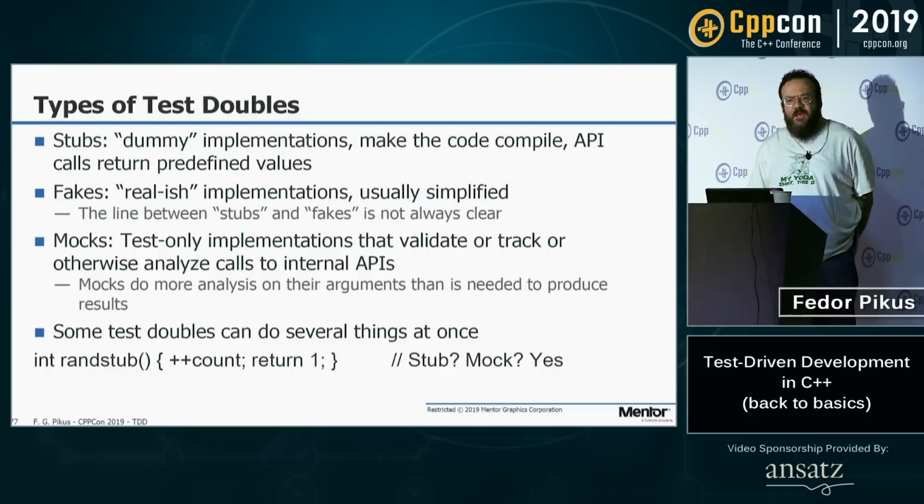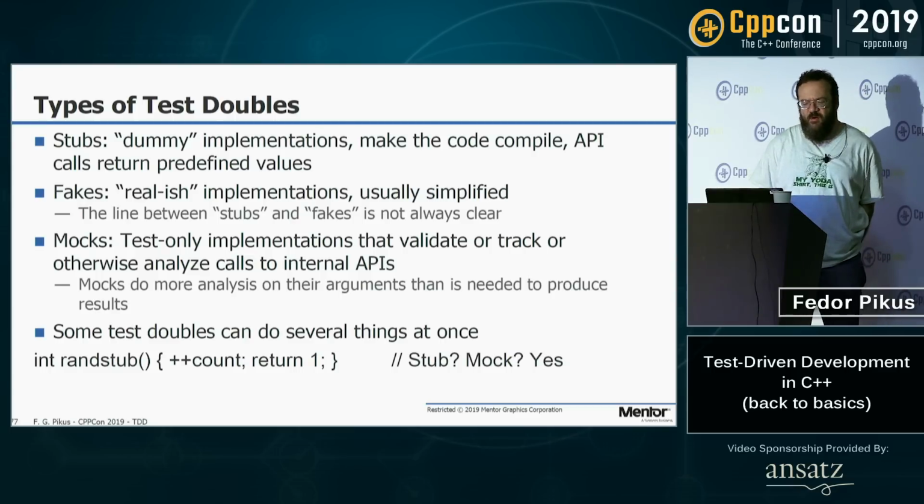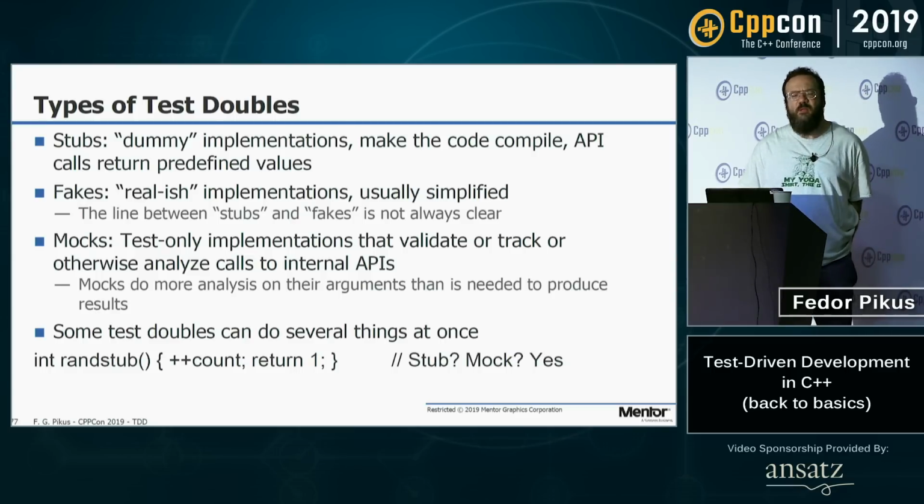Now, mocks, on the other hand, have that clear differential. They track something in addition. So they do additional inspection on the data that they're called with. So here is a stub, here's a double for rand. Returns 1, well, it's a random number, why not? But it also counts how many times you called it. So it's both a stub and a mock.